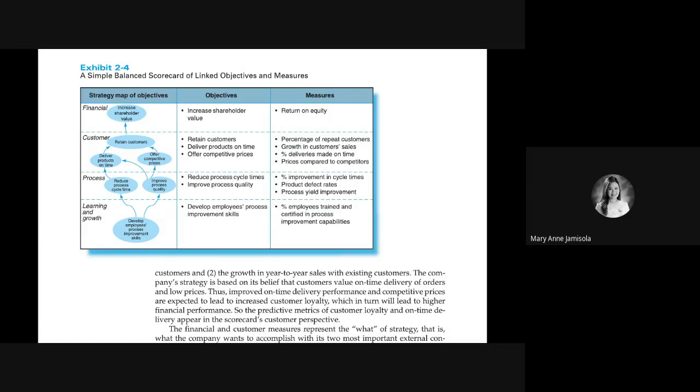We have to translate it into something that we can measure. So, for example, how do we know that we have really increased our shareholder value? We need to measure it through, let's say, return on equity. Then, how do we know that we have achieved our objective to retain customers? Then we can measure it through percentage of repeat customers.